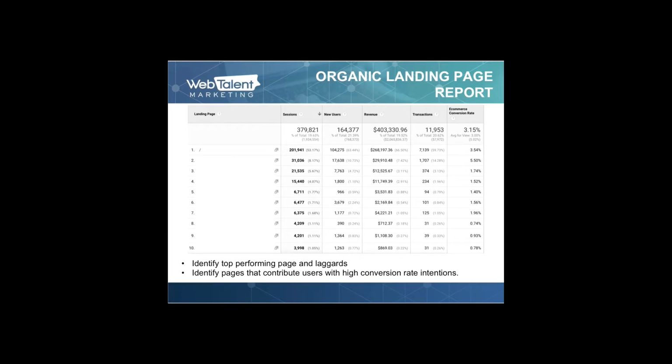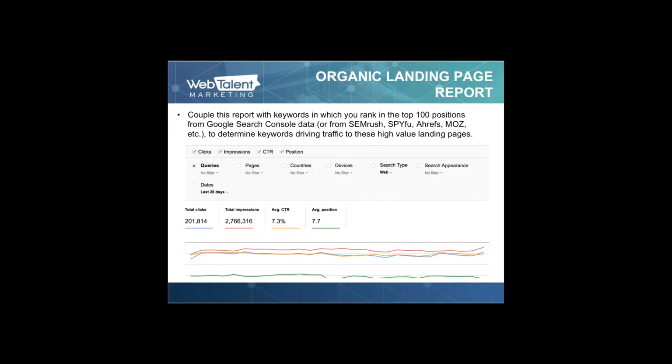So this report just allows you to unpack a little bit further. What are the landing pages that do well from a session perspective? Do they also do well from a revenue and transaction perspective? And if you combine this report with the Google Search Console Search Analytics report, you'll be able to determine what queries, what keywords are actually driving traffic to those high-value landing pages.